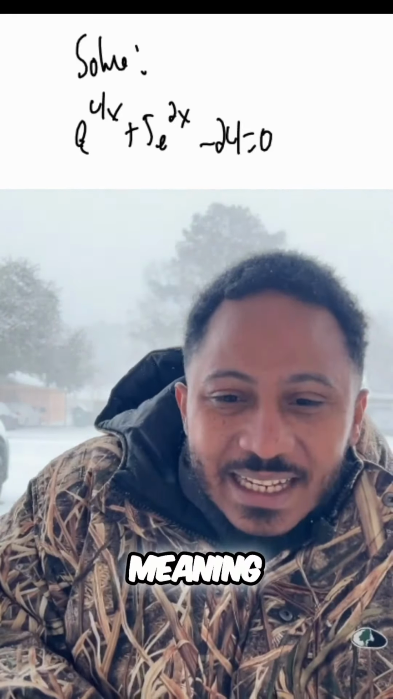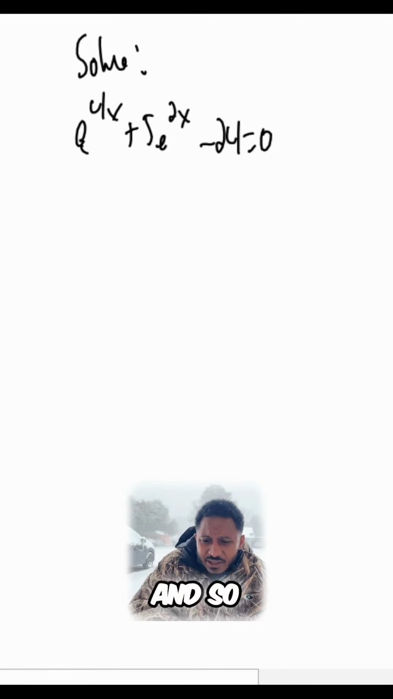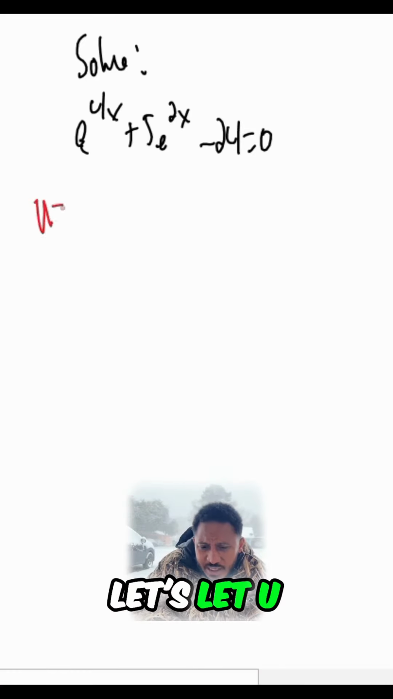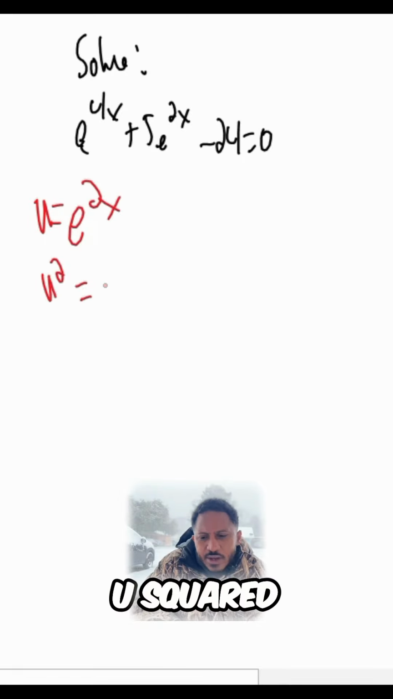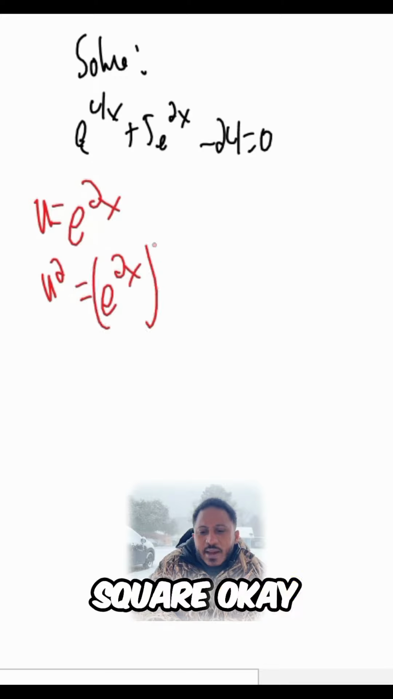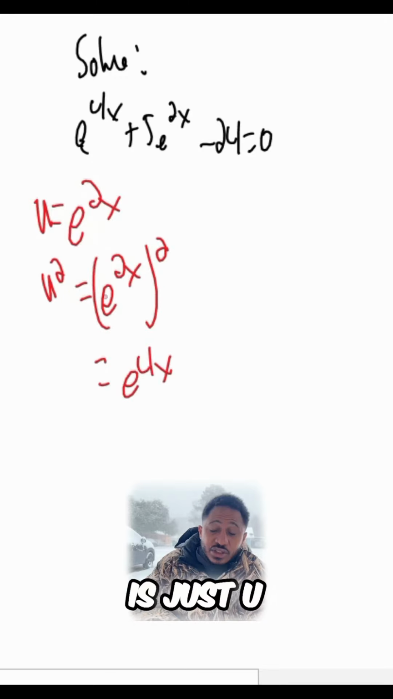Meaning let u be, they both have an e to the 2x, right? And so let's let u equal e to the 2x. Then we see u squared would equal e to the 2x squared, which is just e to the 4x. So the first term is just u squared.